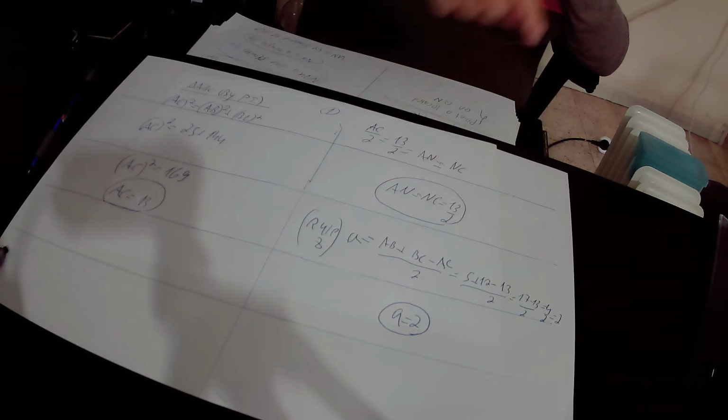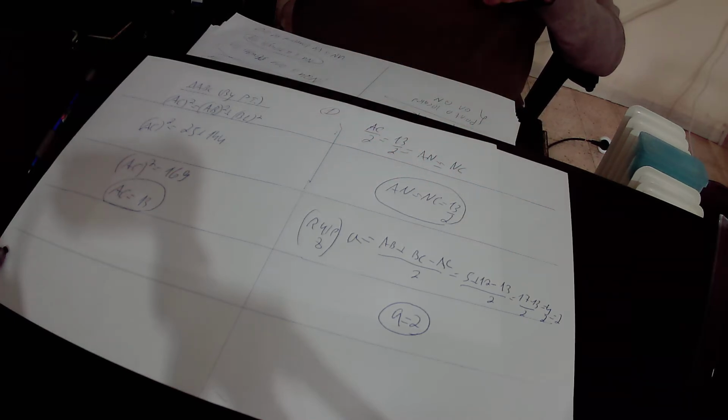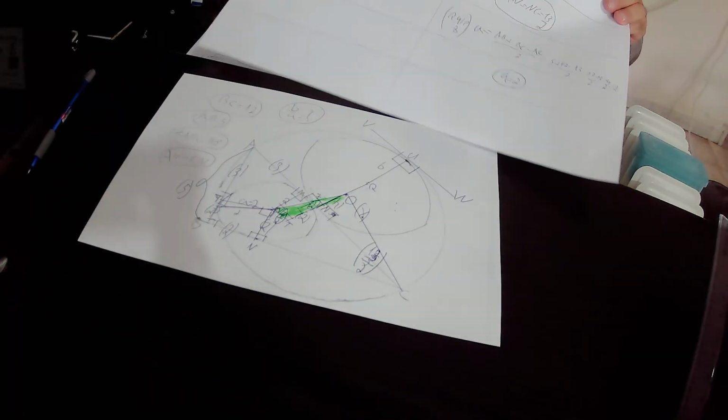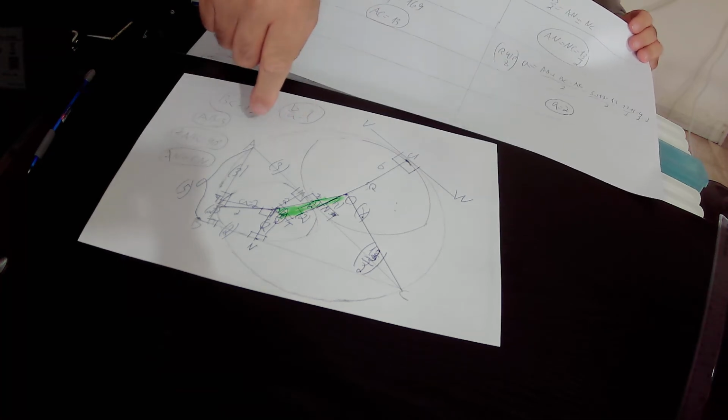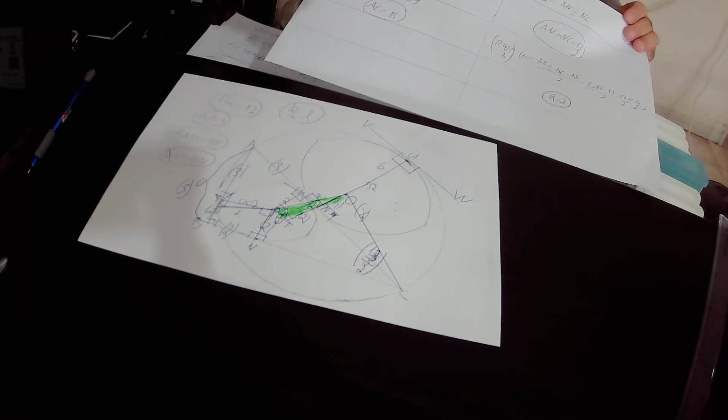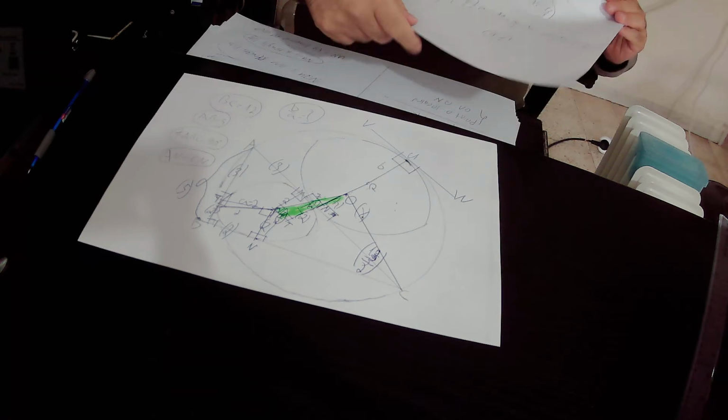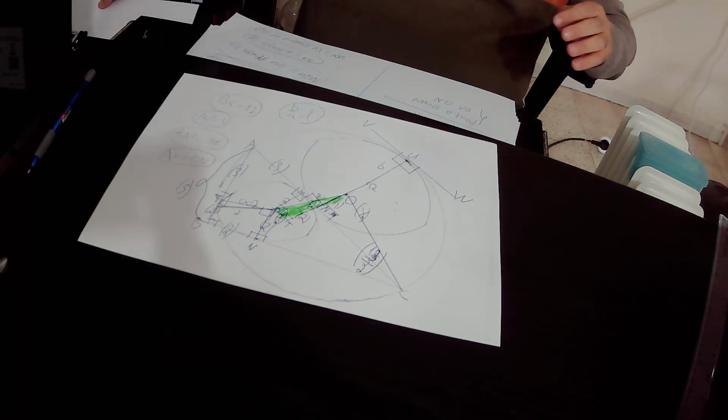So in conclusion, we found out that the radius of the circle A is equal to 2 units. The radius of this circle that is blocked by the right triangle ABC equals 2 units. Okay.